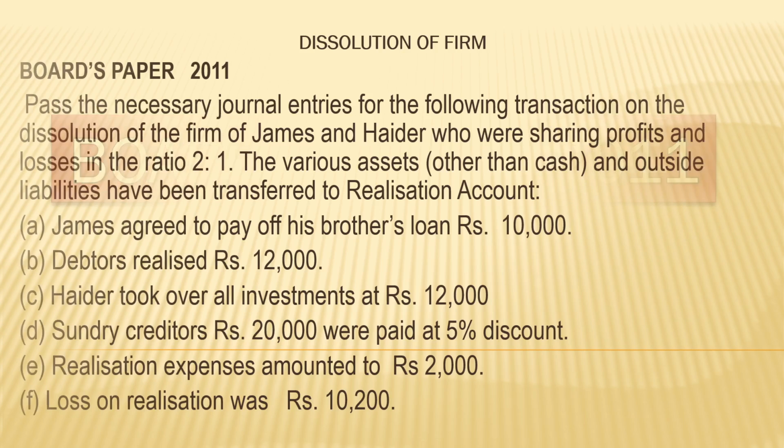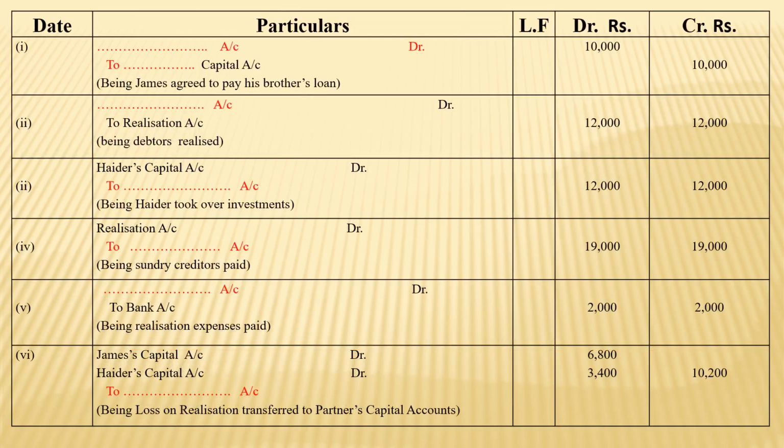So, this is our problem. In the first session we explained up to here. Now, there are blanks you have to fill up. First of all, here one partner takes over the brother's loan. So what will the entry be? Debit and credit are both blank.